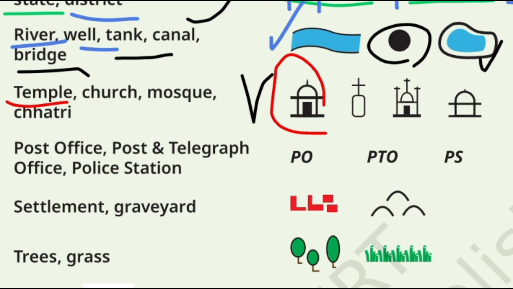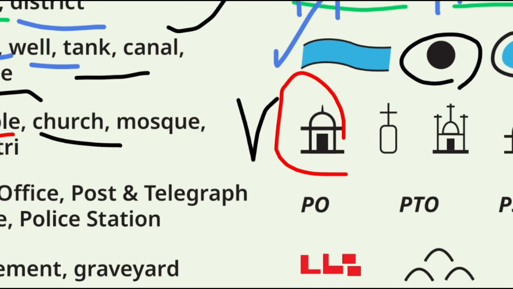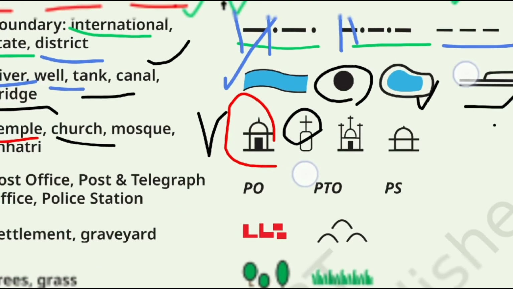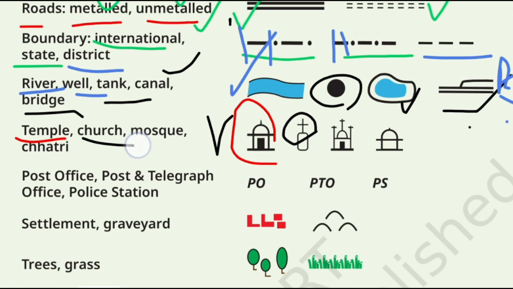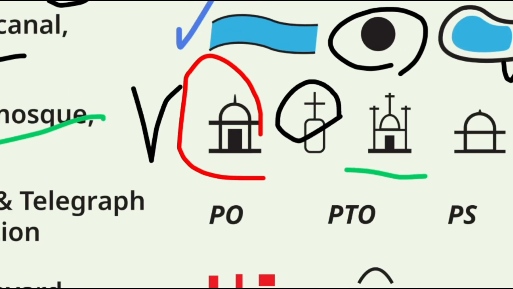Then next one is church. You can identify it by this particular cross. This is a cross which represents the church. Then next one is mosque. To denote the mosque we are using this particular symbol. You can remember this particular round structure, it is common in the mosque, if you just observe.